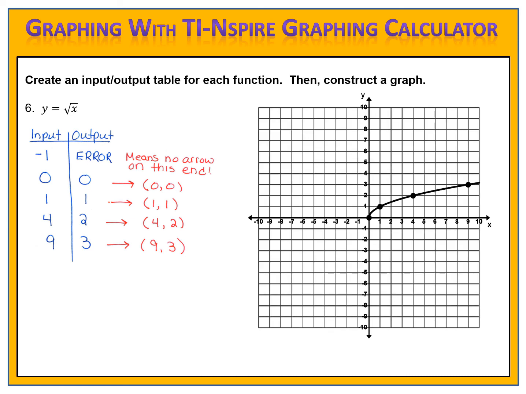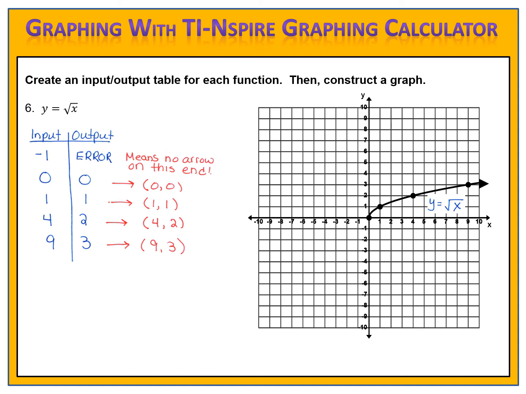Now I connect them with a nice curve, but I see that I have an important note written to myself up at the top of my input and output table, that on the negative side, there are no arrows. There's only an arrow on the other side. So I'll put my arrow there, but I will not put an arrow on the left-hand side. And then, of course, the last step, write the equation on the graph.